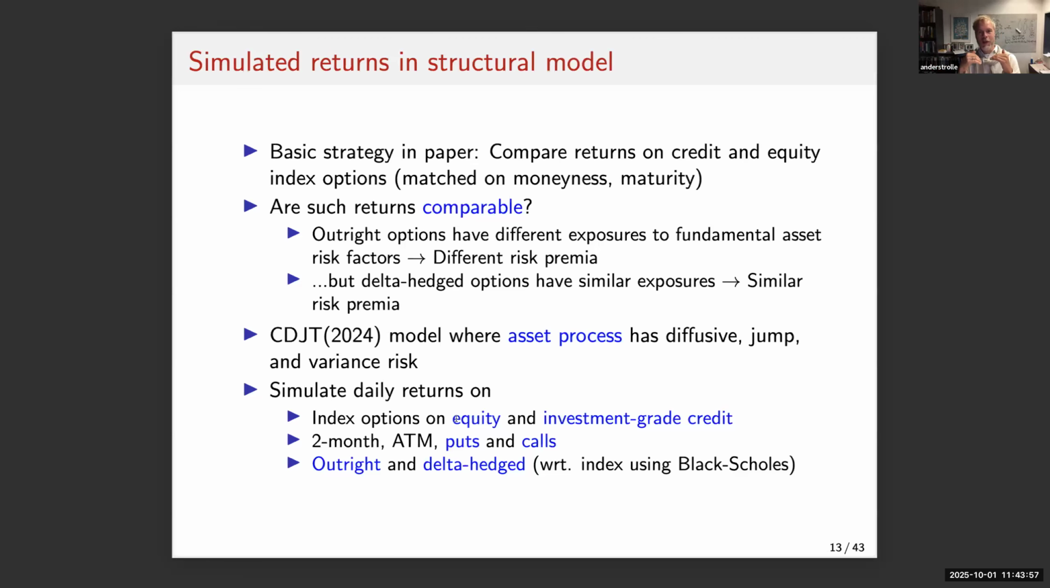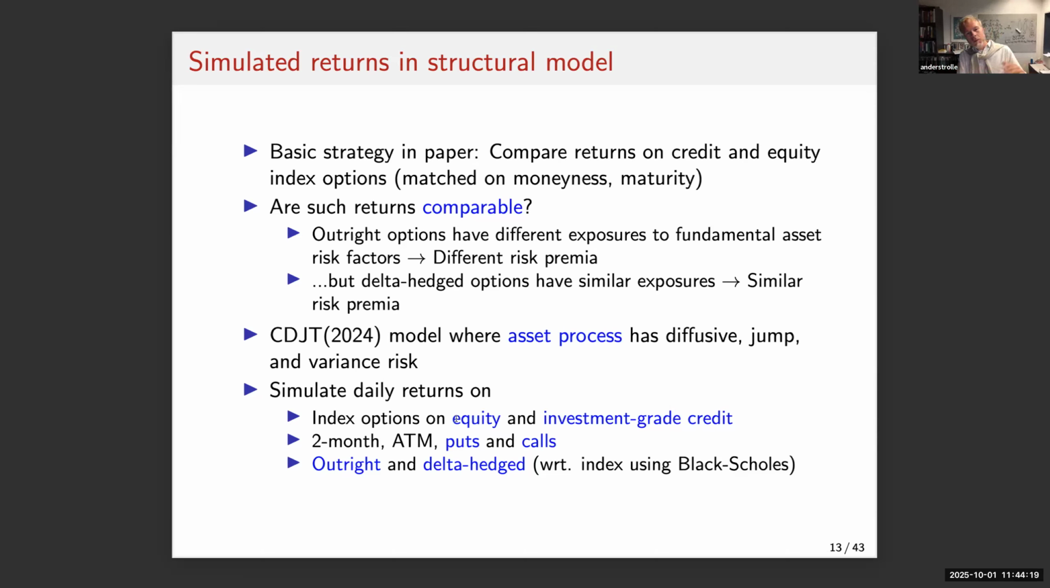But now we show that if we look at delta hedged options, then they actually have very similar exposures. So we would expect them to have similar risk premiums. So if we observe large differences in the average returns on delta hedged options, then that is a strong indicator of these options not being priced consistently.